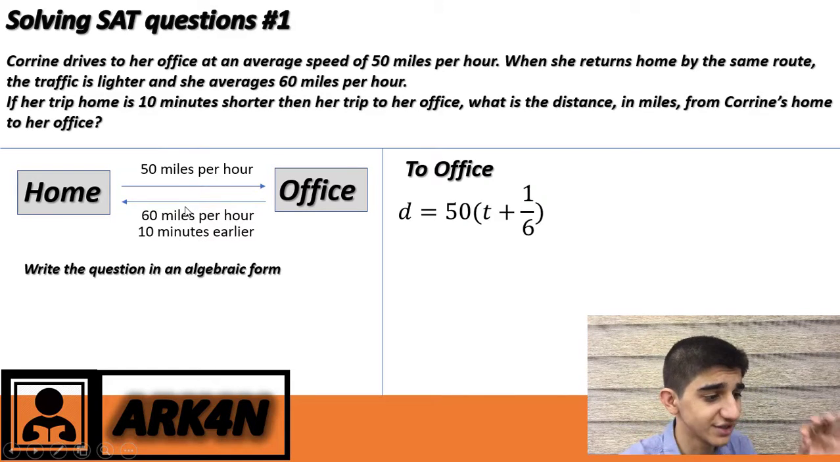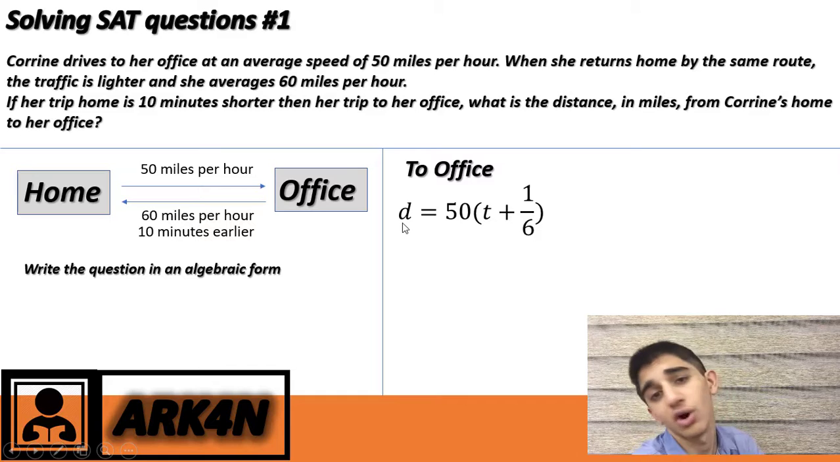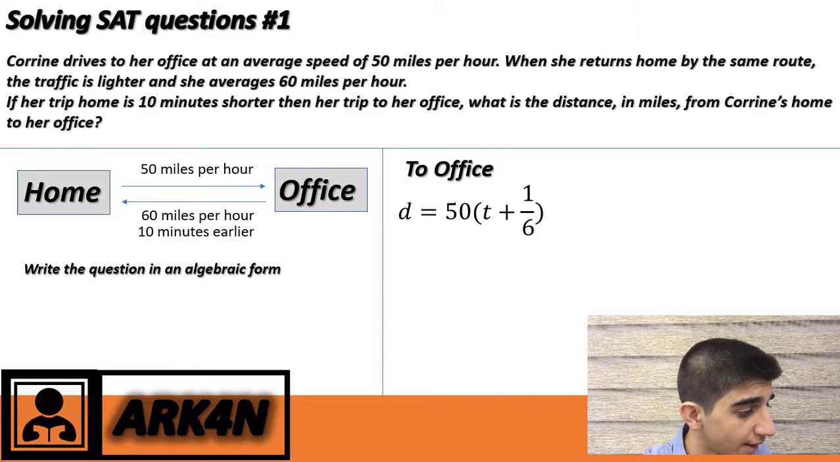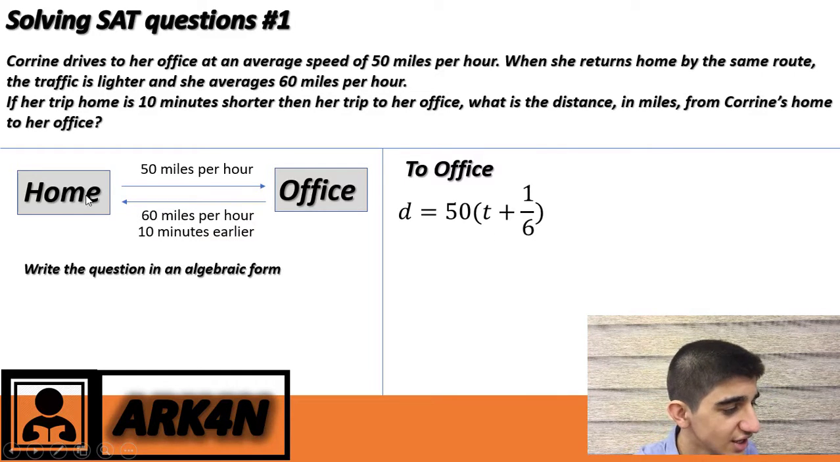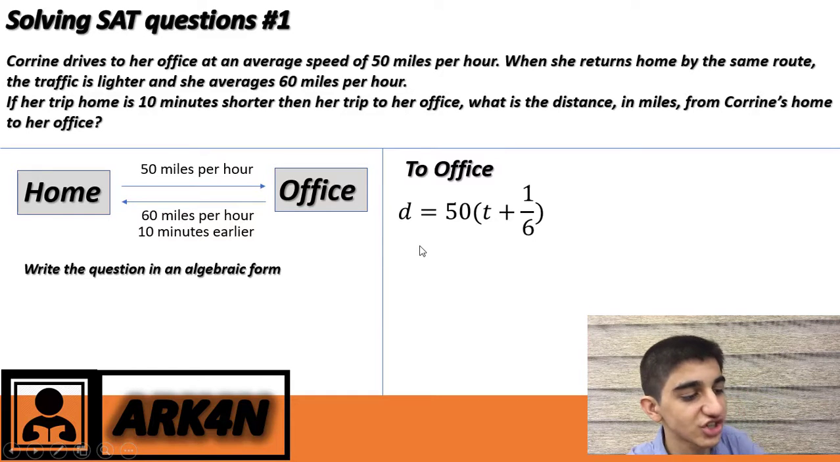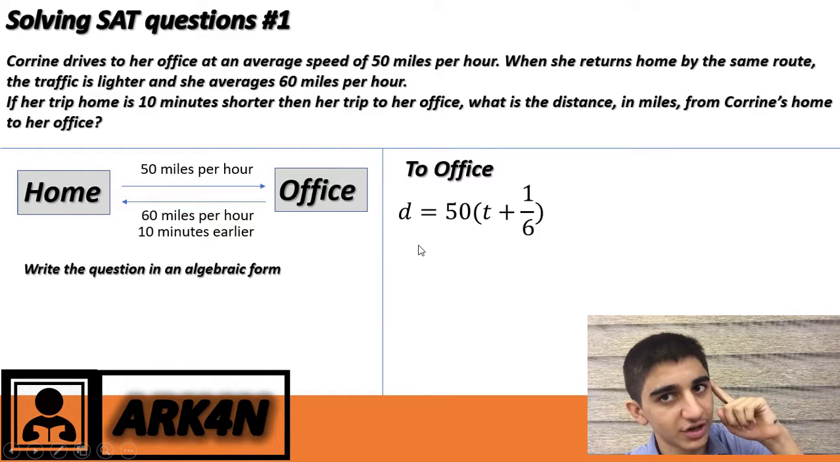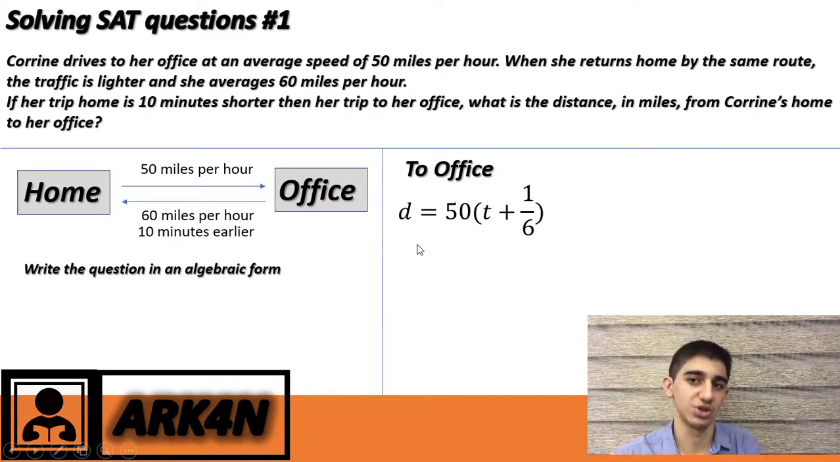So what we will do is, we will say the distance, from home to office or office to home, doesn't matter, okay? The distance from home to office or office to home is 50 times t, where t represents the time that it took you to go from home to office or office to home, okay? Actually, this t is in hours. Don't forget that. This t should be in hours.